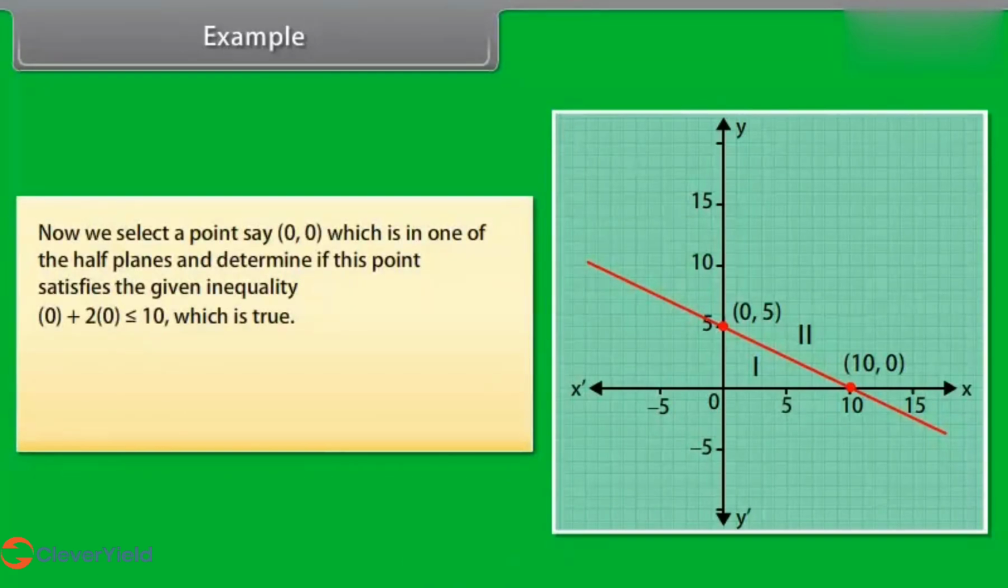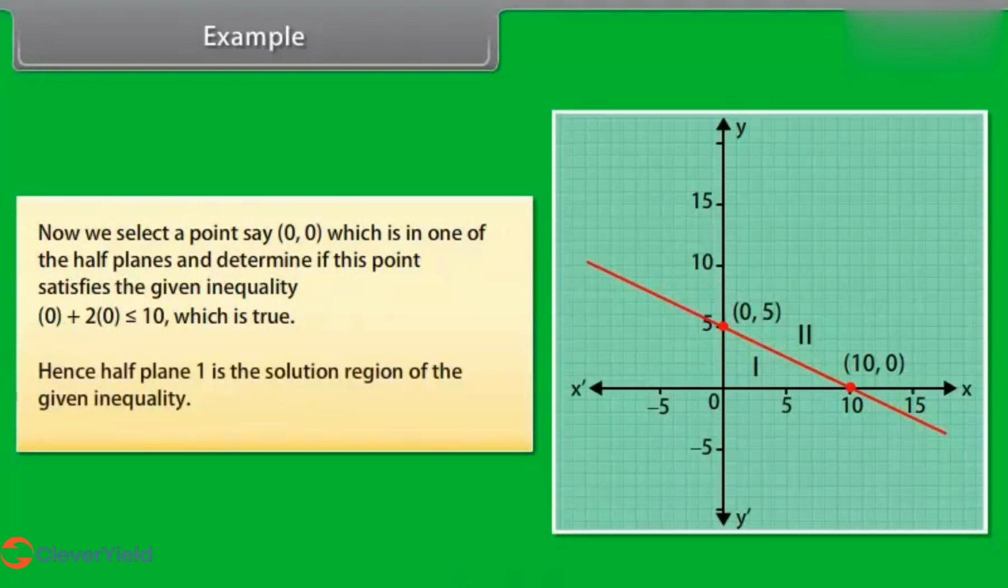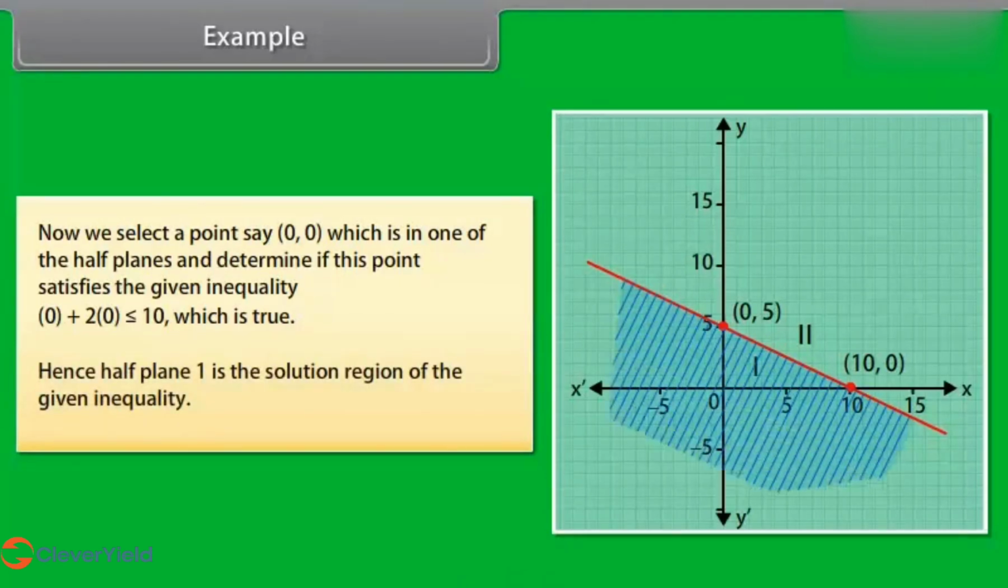Now we select a point, say (0, 0), in one of the half planes, and determine if this point satisfies the given inequality. 0 plus 2 into 0 less than or equal to 10, which is true. Hence, half plane 1 is the solution region of the given inequality.